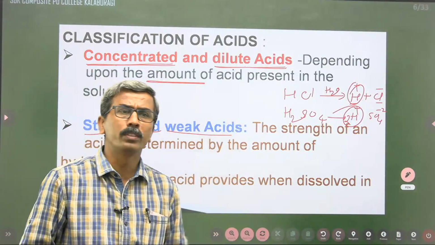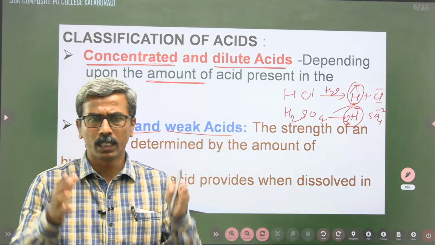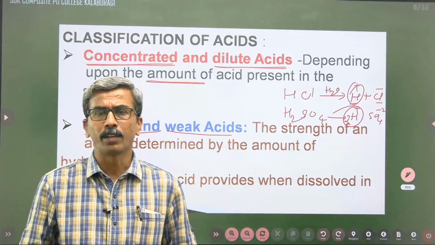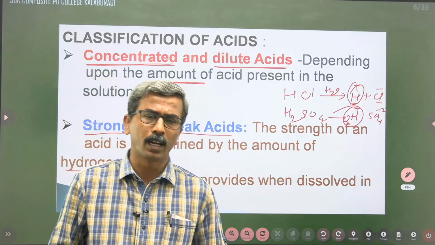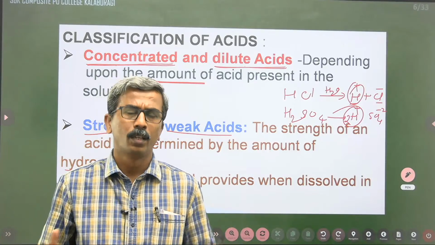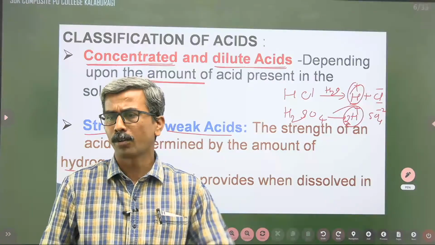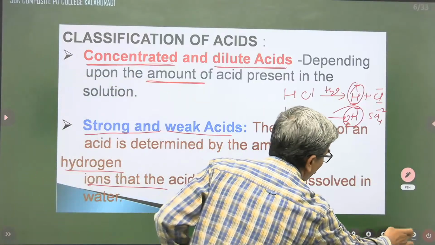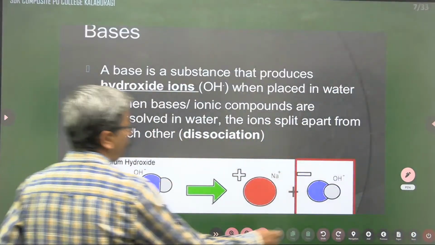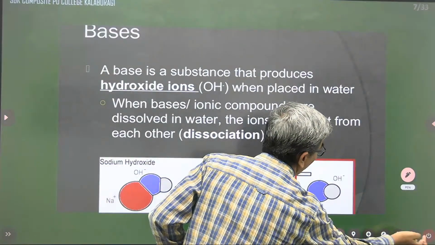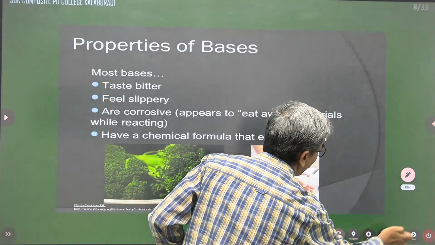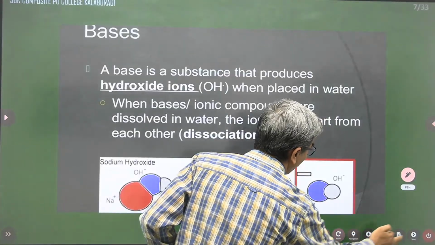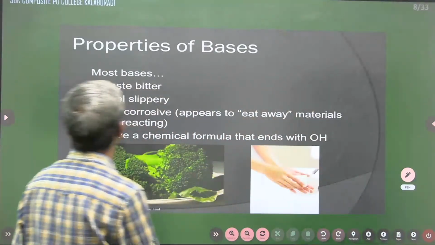How these acids are given in your syllabus: some selected reactions. Of course, acids will have many reactions, but out of them, the reactions that have been included are the ones we are discussing. Otherwise, let me go with the bases first. Together we can discuss the reactions of acids and bases.